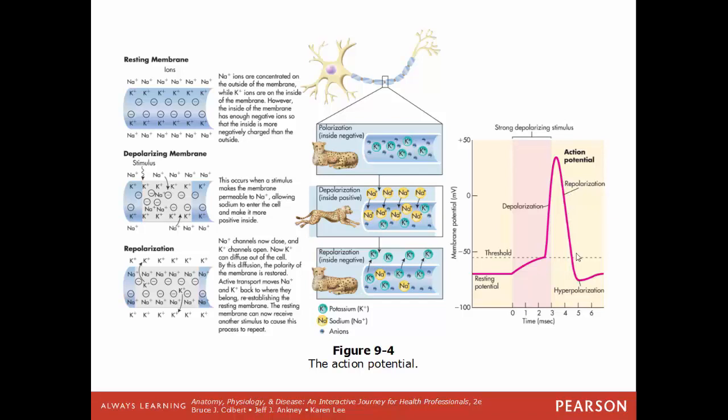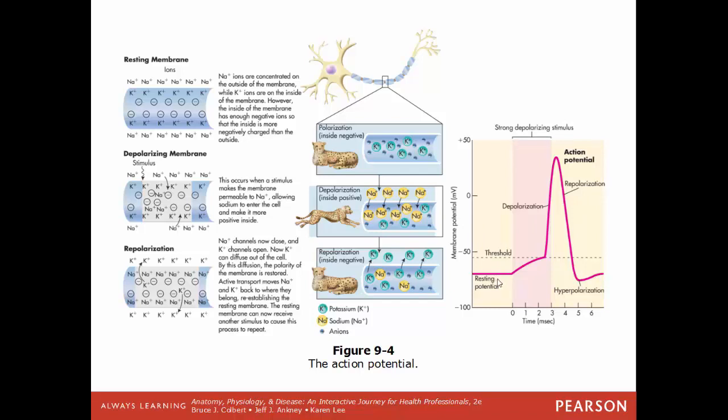And sometimes instead of going to the negative 70 voltage, like it is here, sometimes it overshoots that value. It goes to negative 80, negative 90. That's called hyperpolarization. It's going beyond what it should. And after that corrects itself, it goes back to its normal resting potential of negative 70. And all this is due to the flow of ions in and out of the cell membrane.